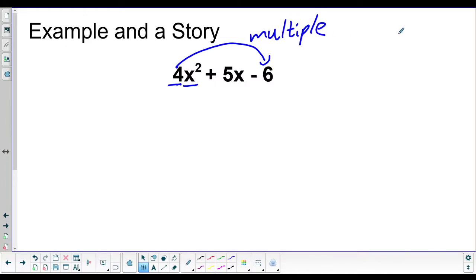If you catch my drift. So 4 moves to the back and multiplies with -6. X squared stays at home. 5x lives somewhere in the neighborhood. They're just hanging out for right now. And 4 multiplies with -6.